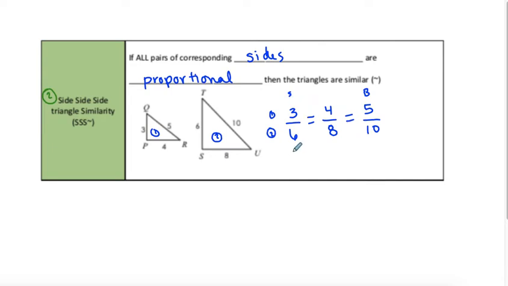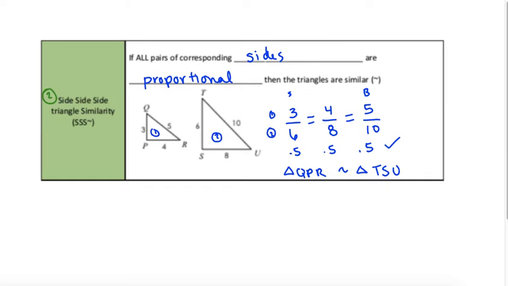So if we simplify each one of these, 3 divided by 6 is 0.5, 4 divided by 8 is 0.5, 5 divided by 10 is 0.5. If all of those are true, that tells me the triangles are similar. So this is our side, side, side. Proportional gives us the similar triangles. So I know because all of these are equal, the 0.5, 0.5, 0.5, that triangle QPR is similar to triangle TSU.